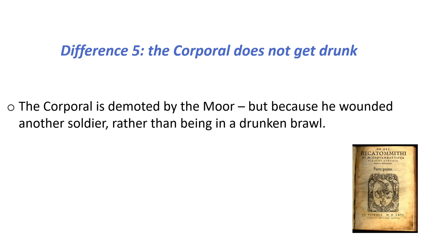And Iago gets Cassio a little bit more drunk than he should be. And then there's a fight, Othello comes out of the bedchamber and demotes Cassio. In Cinthio's version, there doesn't seem to be any alcohol involved. And the corporal pulls out his sword and he wounds another soldier. So why does Shakespeare introduce the idea of alcohol then?